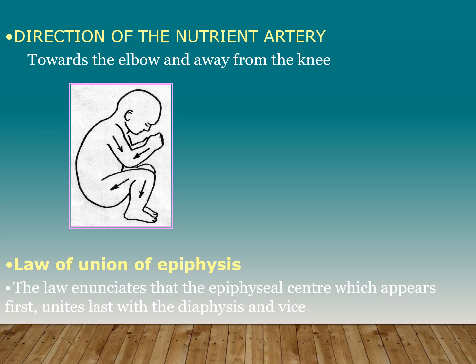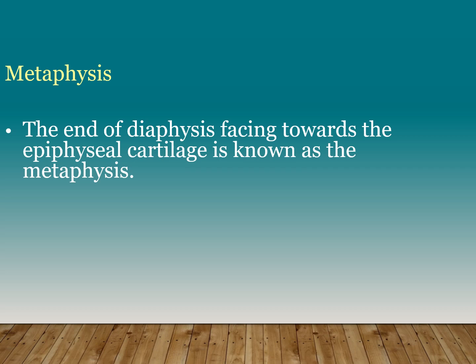Law of union of epiphysis. What is law of union? Laws of ossification we have completed. This law of union enunciates that the epiphyseal center which appears first unites last with the diaphysis. That is the law of union of epiphysis. This is the direction of the nutrient artery, towards the elbow and away from the knee. What is metaphysis? The end of the diaphysis facing towards the epiphyseal cartilage is known as metaphysis.